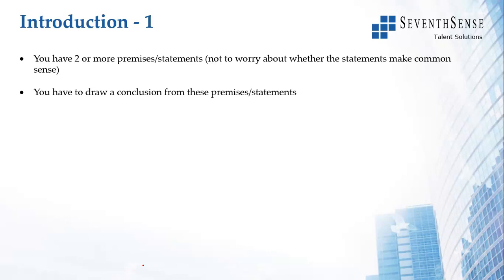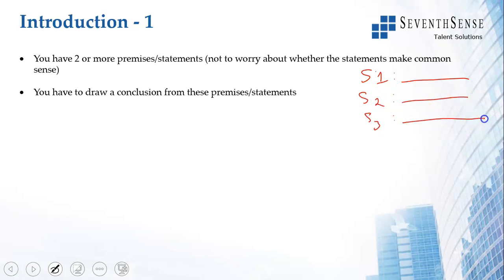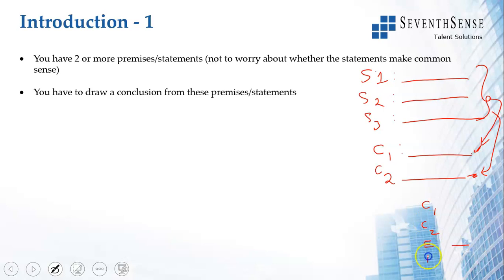You might have statement 1, some statement; statement 2, some statement; you could also have statement 3. Based on these statements, they will give conclusions, let us say 1 and 2. You will have to see whether these conclusions follow from these statements. And then you will have other options, like C1 is true, C2 is true, either C1 or C2 is true, both are true, neither is true. You'll have some other options as well.